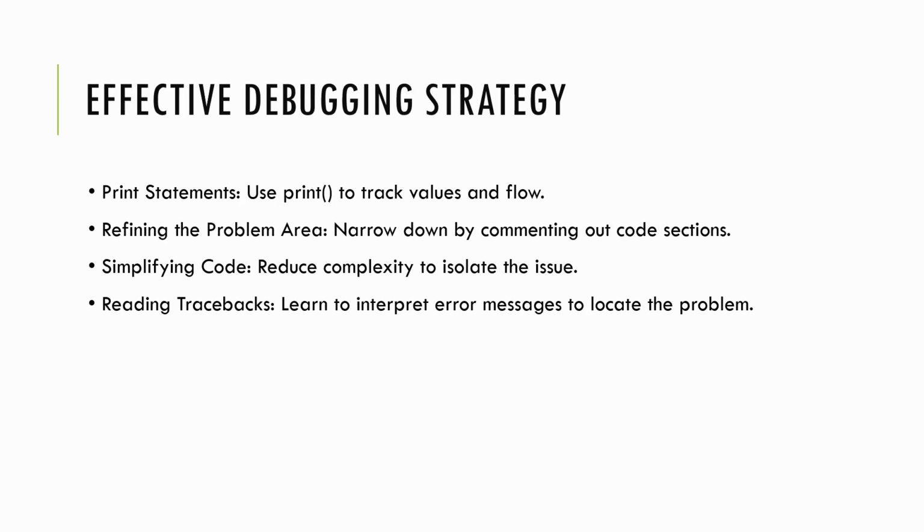Effective debugging starts with understanding how to troubleshoot common issues. You can use print statements to track variable values and the flow of your program. Define the problem area by narrowing down the issue to a specific part of the code, commenting out sections if needed. Simplify the code to isolate the error. And finally, read tracebacks carefully. When an error occurs, Python provides a traceback with information about where the error happened, which helps you locate the issue.